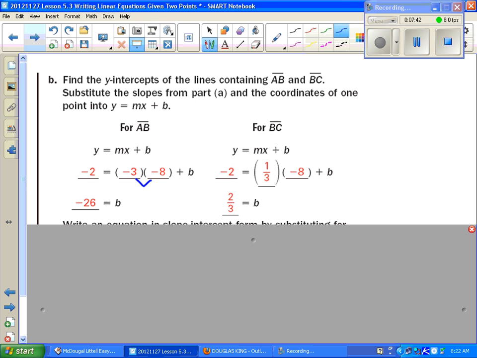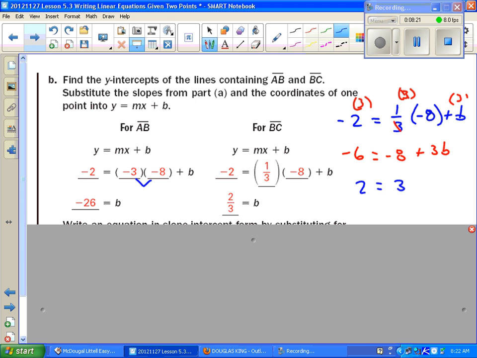Your slope of your line BC was 1/3 though. We'll show these steps real quick just to make sure we're all on the same page. -2 equals 1/3 times -8 plus b. It'll make it a little bit easier for us if we get rid of this divide by 3. So multiply by 3 on all your terms. 3 times -2 is -6. These will cancel and just leave you with -8. And then 3 times b would be plus 3b. That says -8, so add 8 to both sides, leaves you with 2 over here equals 3b. Divide by 3 on both sides, and b equals 2 over 3.